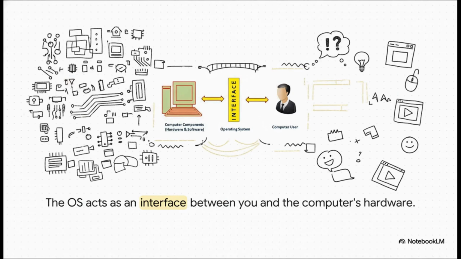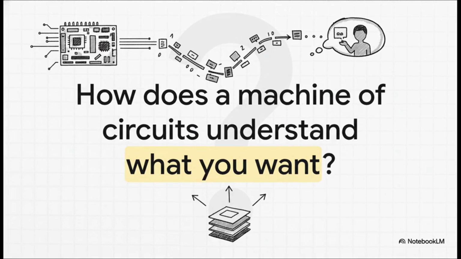All right, so let's break this down. Over here, you've got us, the user. And way over on the other side, you have the raw computer hardware, the processors, the memory, the chips. These two things, well, they speak completely different languages, so what bridges that massive gap? And that right there, that's the big question, isn't it? How does this incredibly complex machine understand our pretty simple requests?